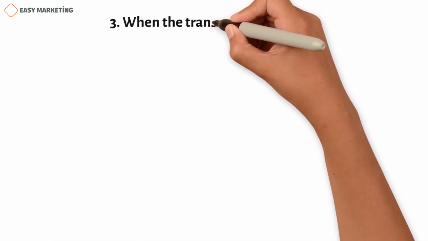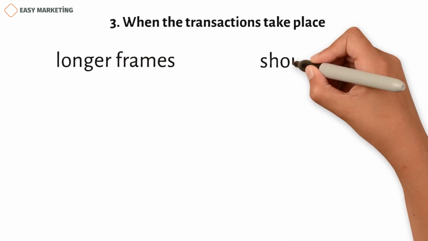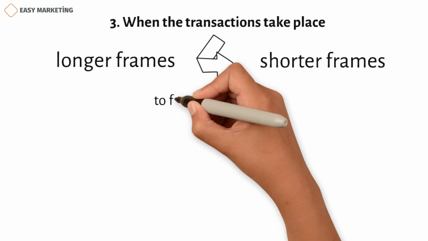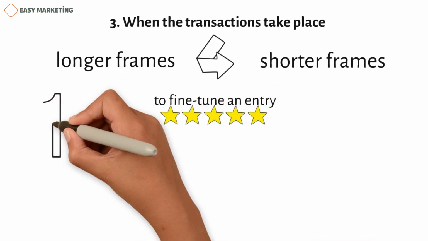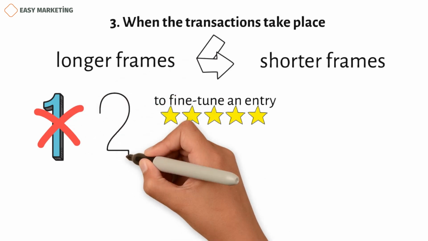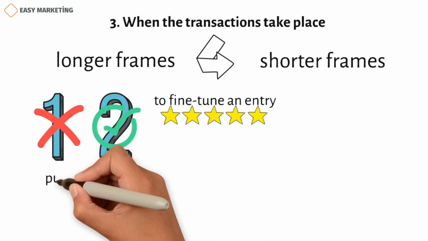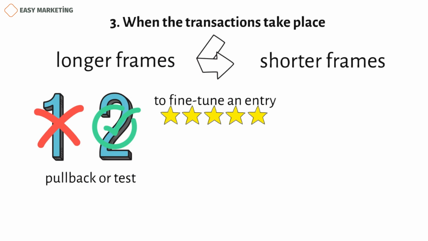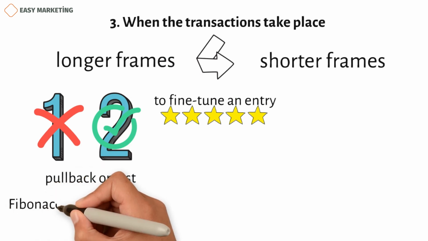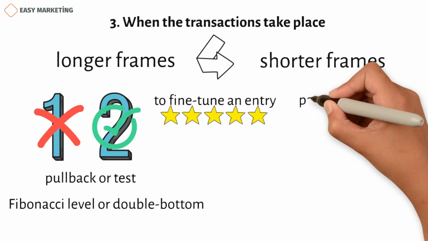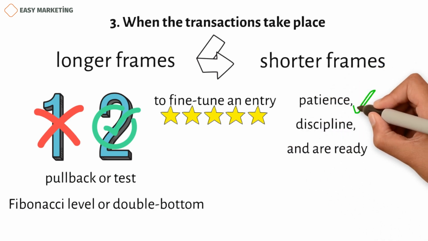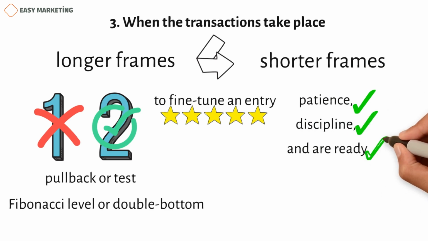4. When the transactions take place. If you can find turning points on longer time frames and then switch to shorter time frames to fine-tune an entry, your chances of making a successful trade are much higher. If the first trade doesn't work out, there is often a second chance during a pullback or test of the support level. This can happen at the exact Fibonacci level or double bottom, which can be seen on a longer-term chart. If you have patience, discipline, and are ready, you will stand out from traders who trade on the spot without planning or looking at many Forex indicators.